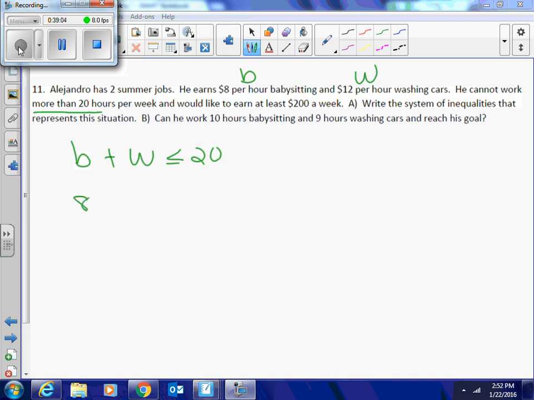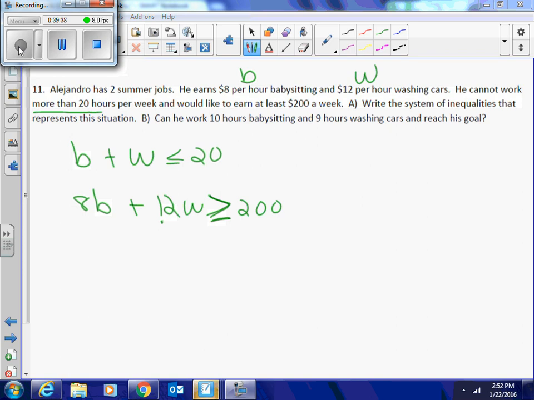All right, now let's take into account what he earns doing those jobs. $8 per hour times B number of hours babysitting plus $12 per hour times W number of hours washing cars, and we want to make at least $200. That means I'm happy with 201 or 200, so I should have greater than or equal to 200. Now I've got my system of inequalities, and I can graph them, or in this case, I don't need to graph them. It didn't ask me to.